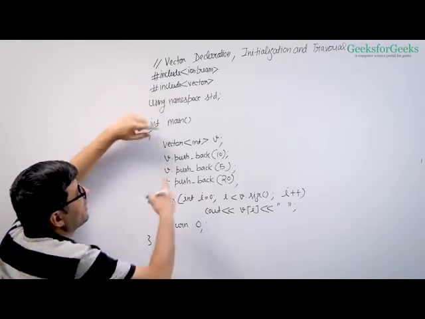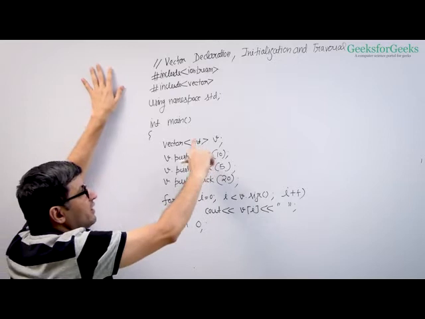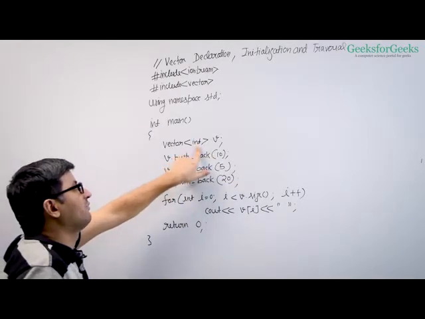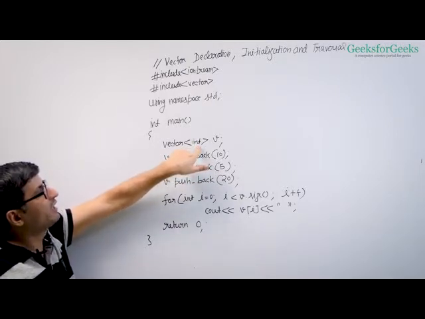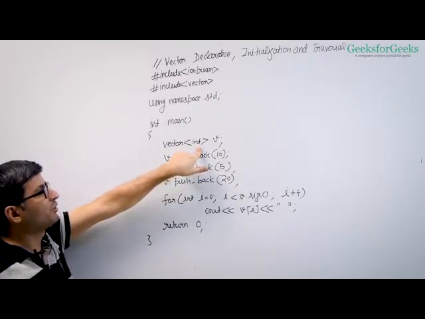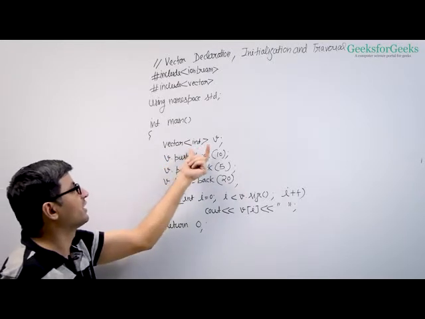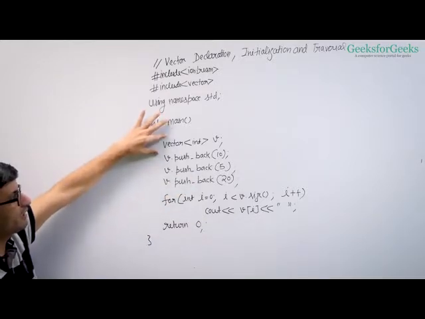I have declared a vector. This is how we create vectors. We write the data type of the elements. Suppose I want to create a vector of characters, I'll write vector and then char here, right? If I want to create a vector of a user defined data type, then I'll write the user defined data type here. So this is something that declares a vector.